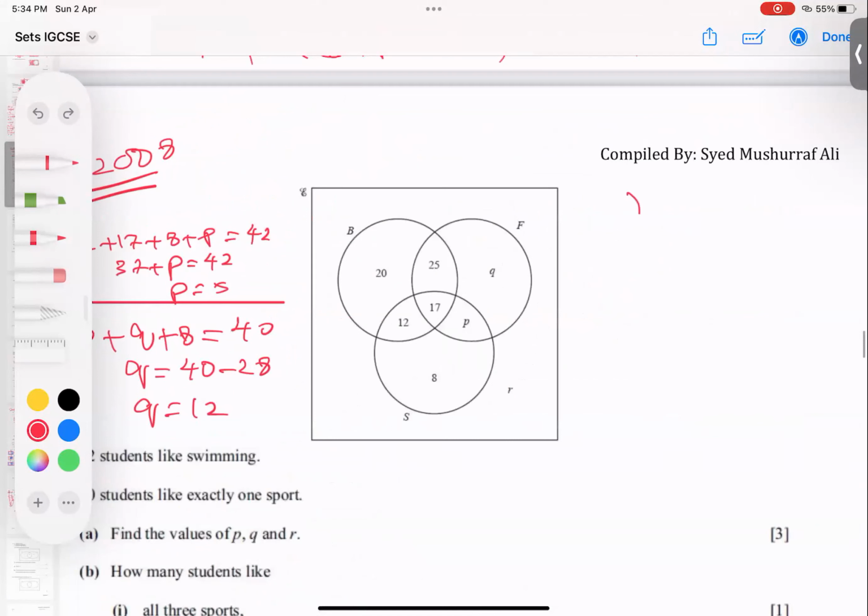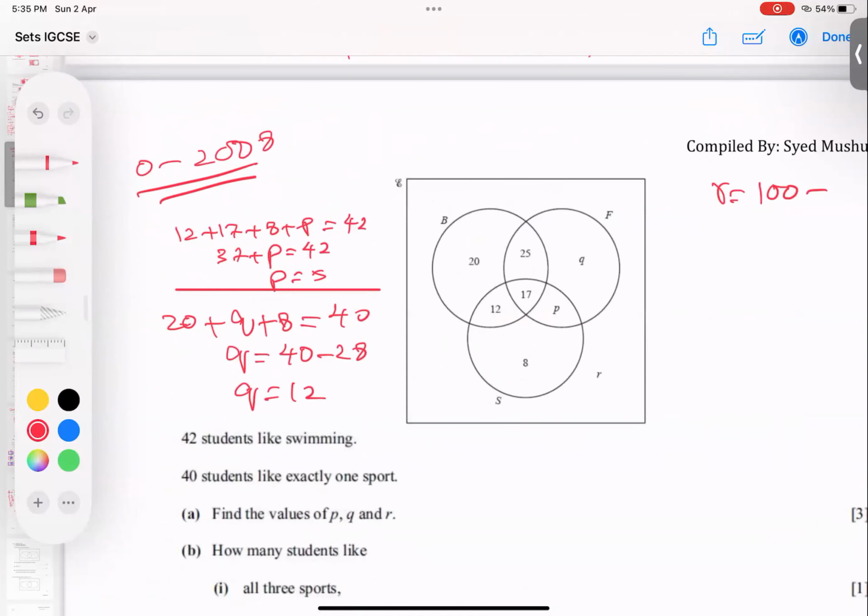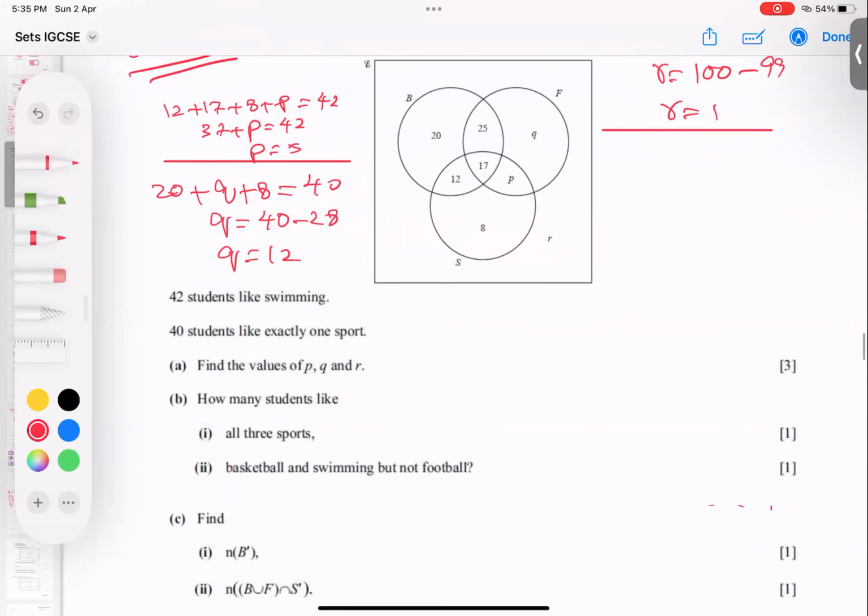If I calculate all, these answers total 100. So let me count: 20 plus 25 plus 17 plus 12 plus 8 plus P value 5 plus Q value 12. I get 99 students. I added all numbers and got 99, so R value is 1. Alhamdulillah Rabbil Alameen. The point is clear. So P, Q, R, we are done, 3 marks confirmed.